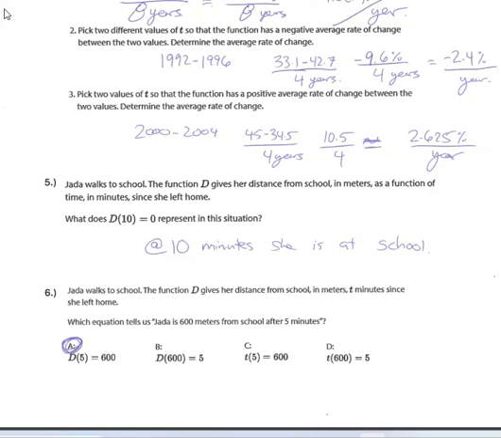Next one is just some review. It says Jada walks to school. The function d gives her distance from school in meters as a function of time in minutes. What does it mean if it is d of 10 equals 0? 10 is the input, which is the number of minutes, and 0 is the output, 0 distance from school. So at 10 minutes, she is at school. And the next one says, Jada walks to school. The function d represents a distance from school in t minutes, which equation tells us Jada is 600 meters from school at 5 minutes. 5 is the input, so it needs to go in the parentheses, and 600 is the output. So that would be A.